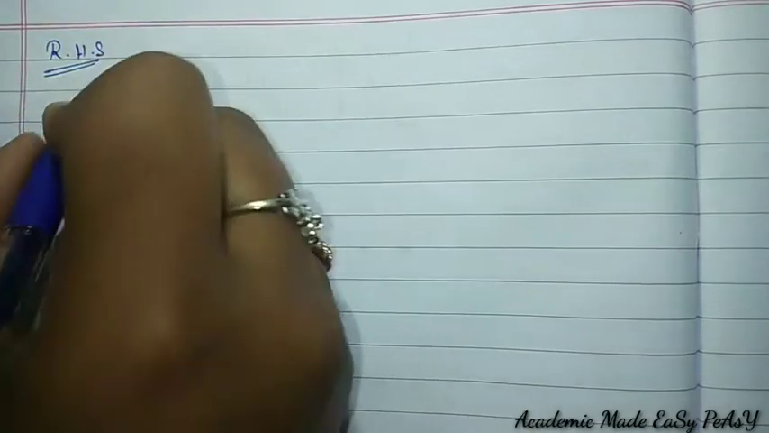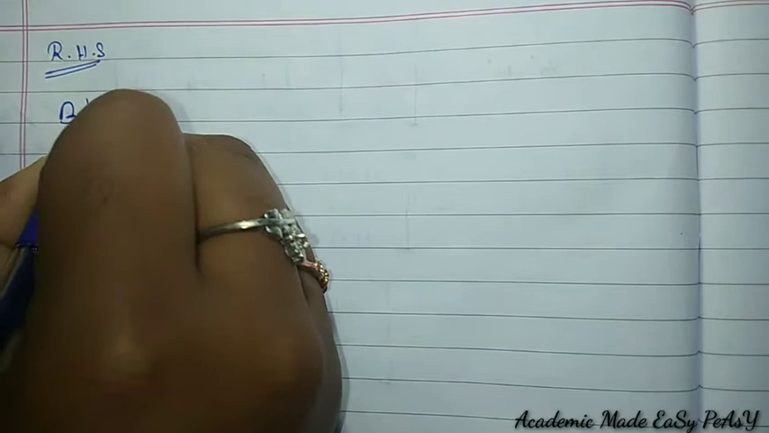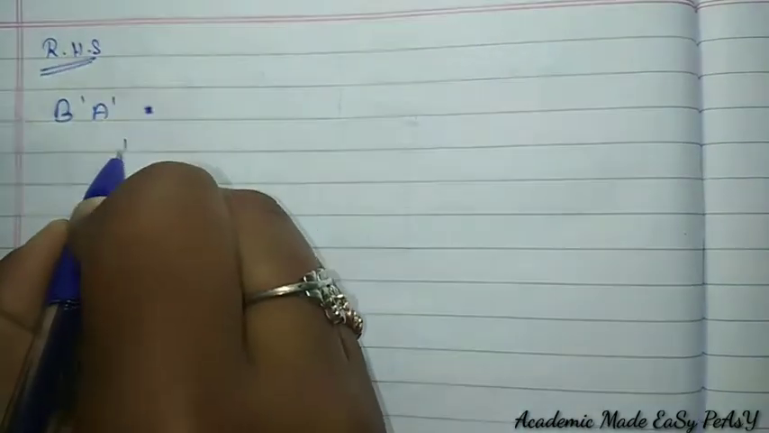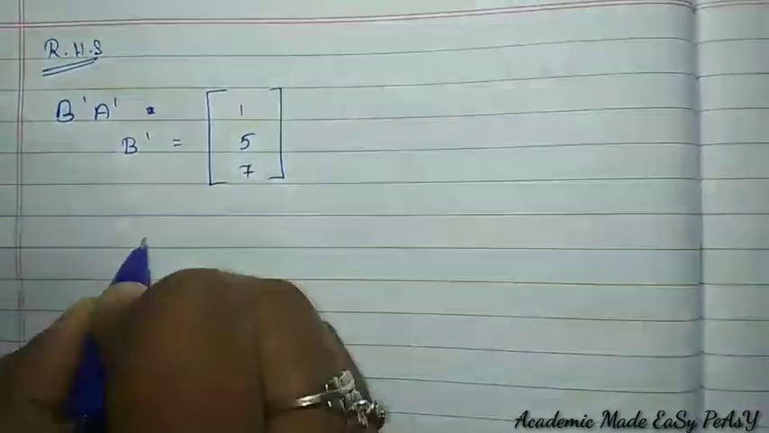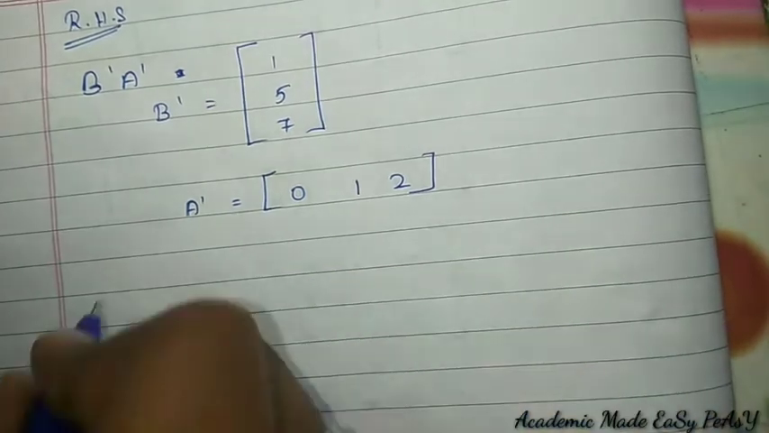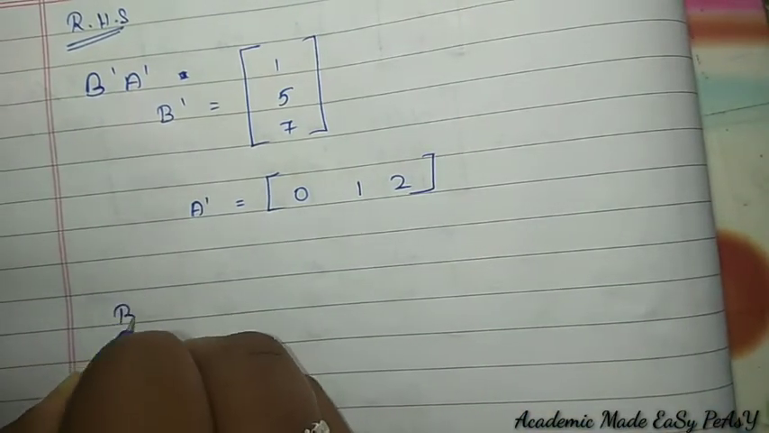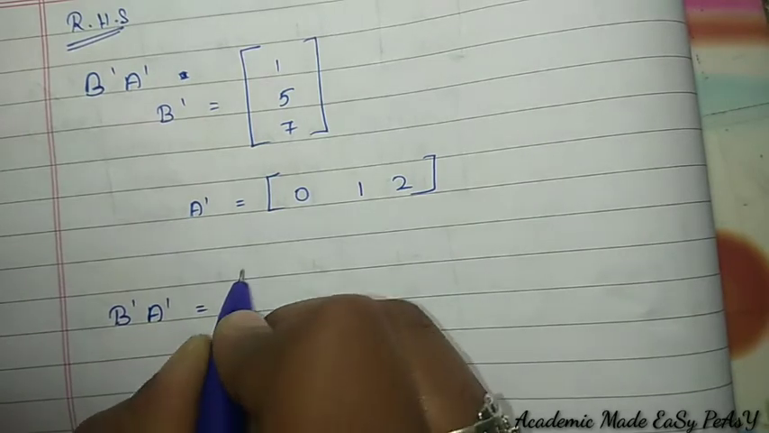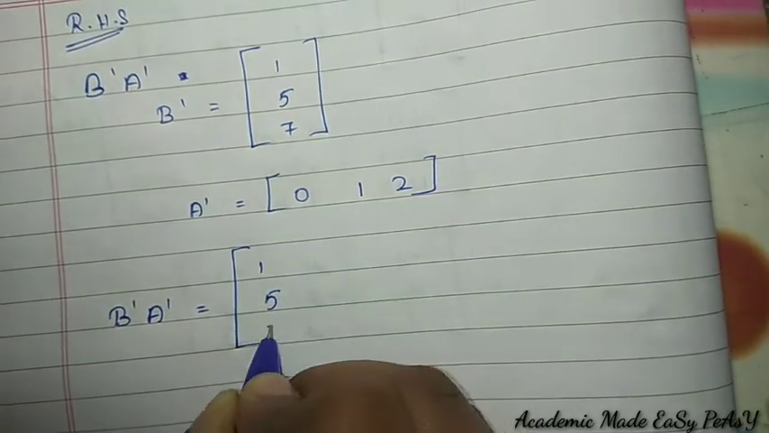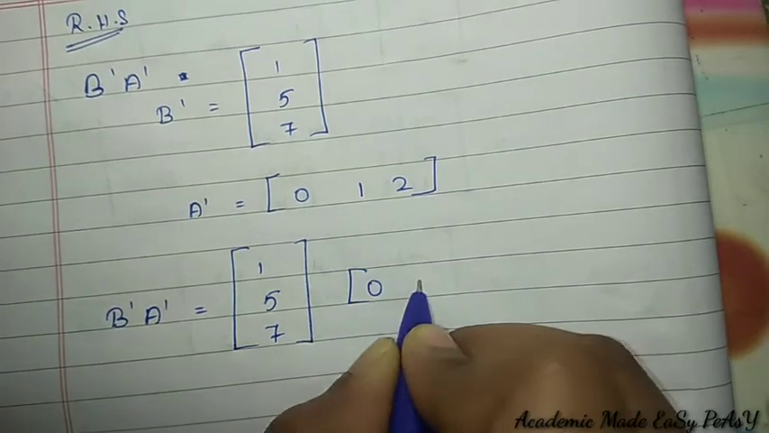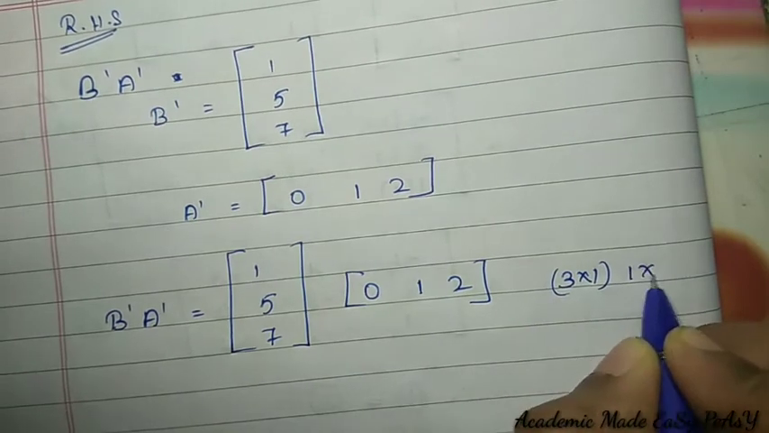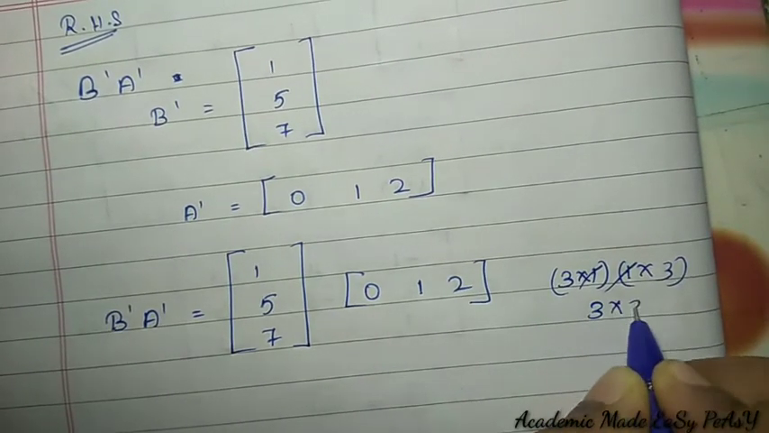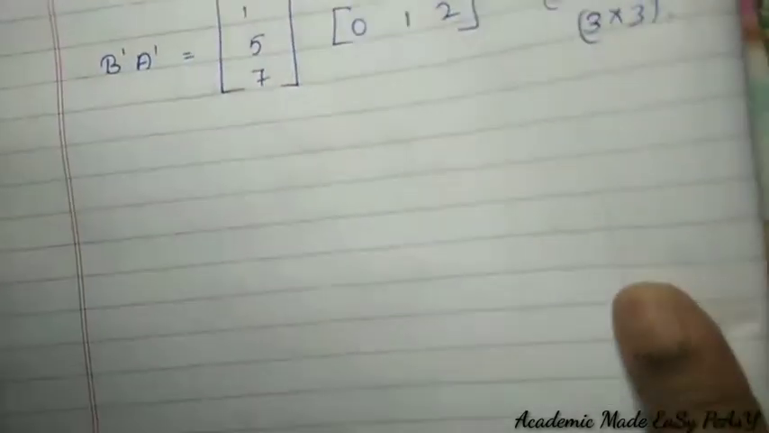So now I will move on to my RHS, that is right hand side. So there I have to find B transpose into A transpose, no. So first I will be finding my B transpose. What is my B transpose over here? So these are the two matrices that we got. So now we have to multiply, that is B transpose into A transpose is equal to 1, 5, 7, 0, 1, 2. So this is of the order 3 by 1 and this is of the order 1 by 3. So cancelling out these three, we will get a 3 by 3 matrix.